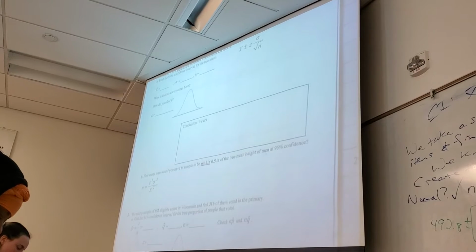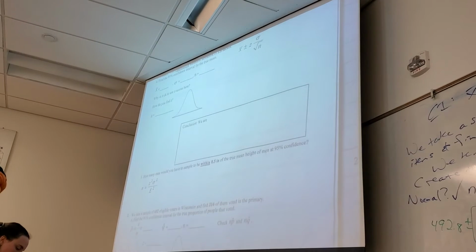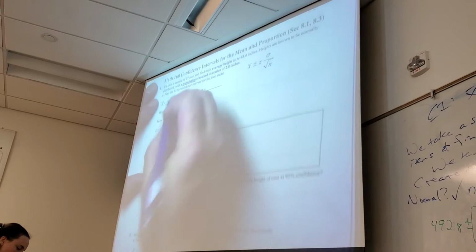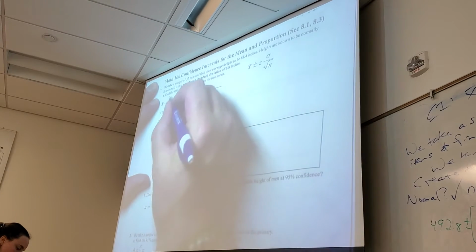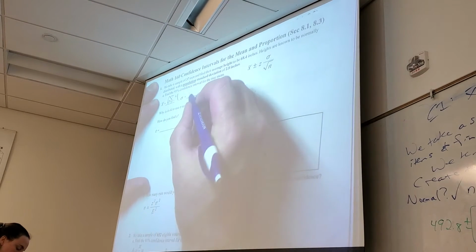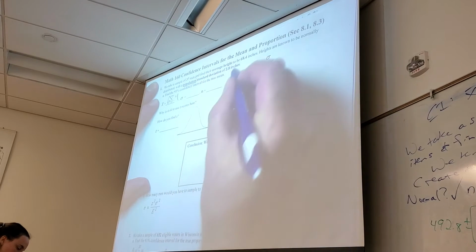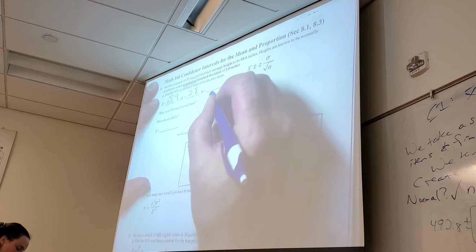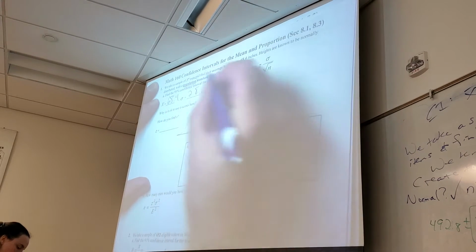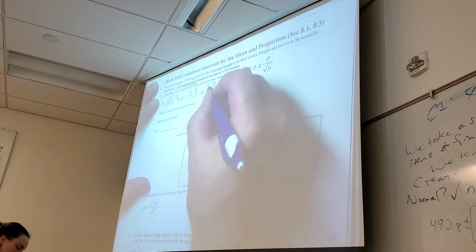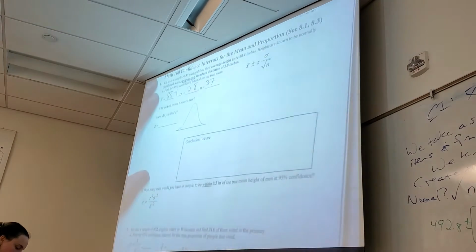Here, let's take a look. So this is just to accumulate what we found here. Population standard deviation 2.8, and the sample size was 37. So why can I use z-scores? Why can I use the z-score chart?